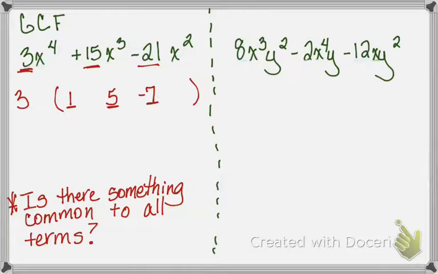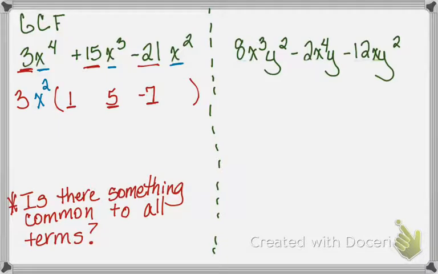Negative 7. Okay. Now, I'm going to look at the x to the 4th, the x to the 3rd, and the x squared. What I am looking for here is my lowest exponent. What is my lowest exponent? 2. It's 2, and what's it with? What's the whole term? X squared is the whole term. So that's what I can take out from a variable perspective. I have x squared. Okay?